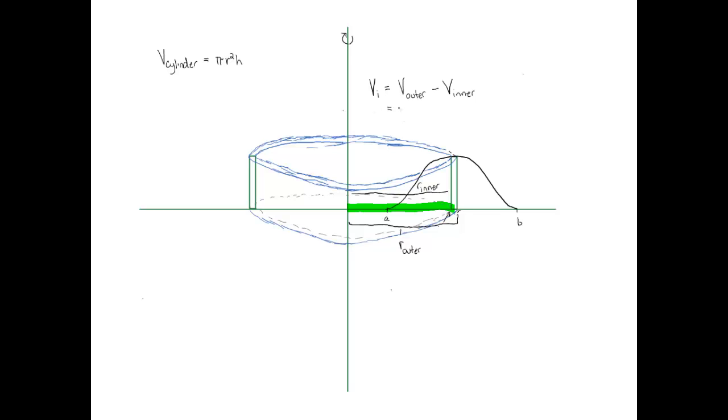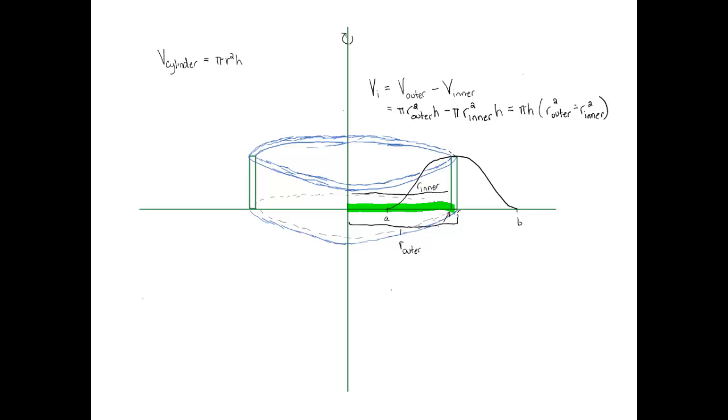Let's go ahead and write that down. This is pi r sub outer squared h minus pi r sub inner squared h. Each of those terms has something in common, a pi and an h, so I'll just factor those out because there's no reason to leave those there. So pi h, and then I have r outer, gosh, I wish I would have used 0 or something like that, squared minus r inner squared.